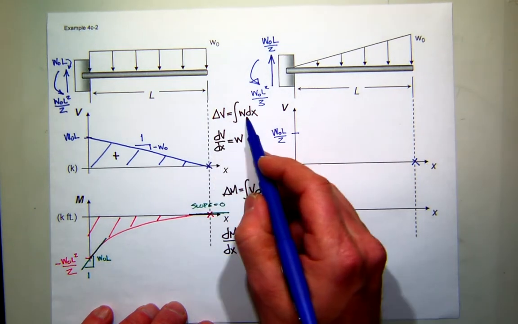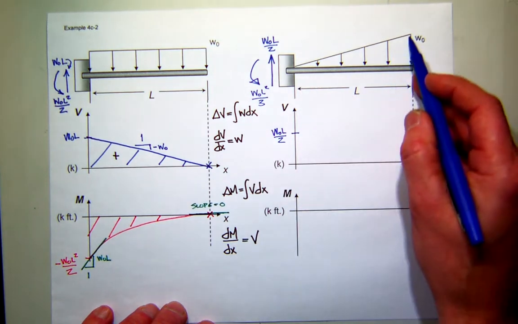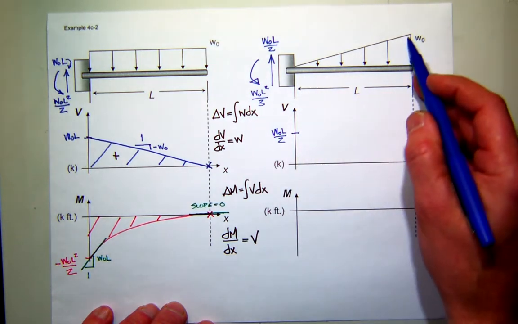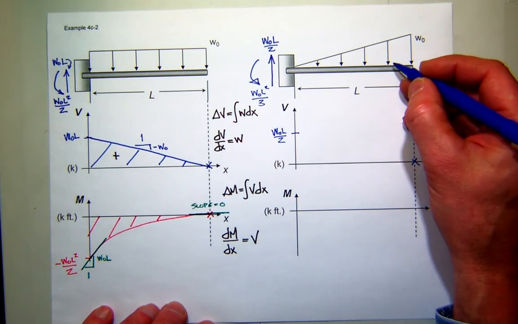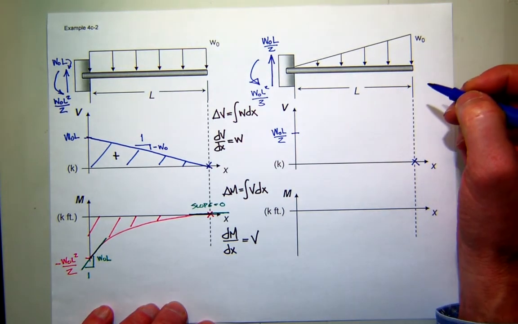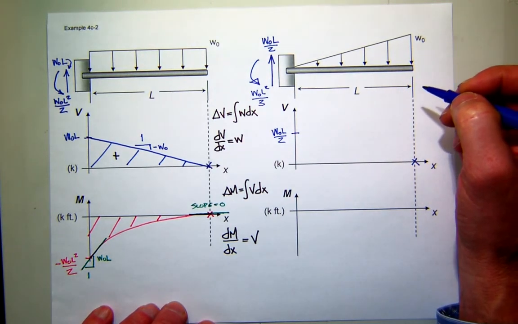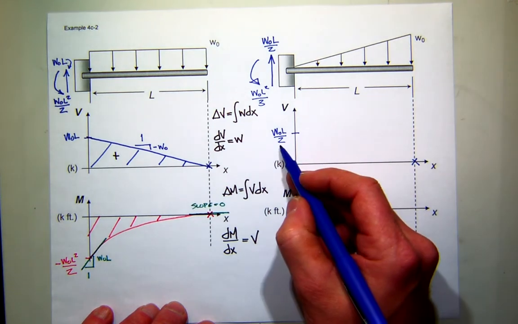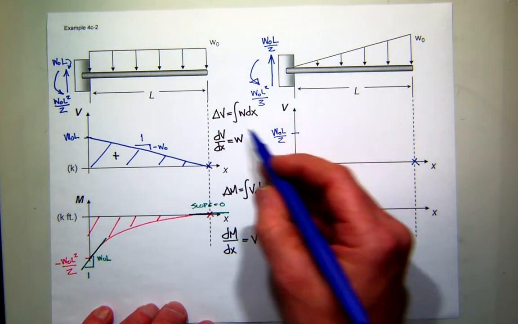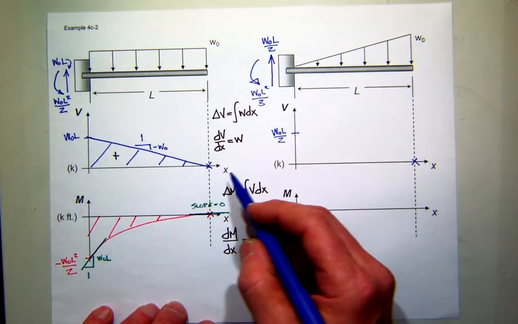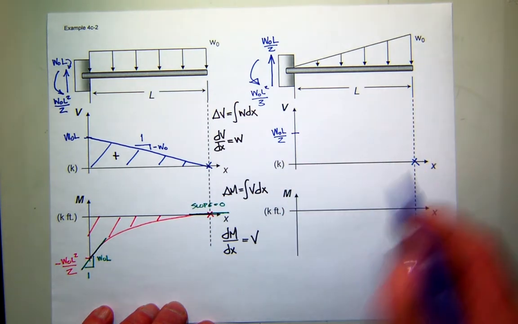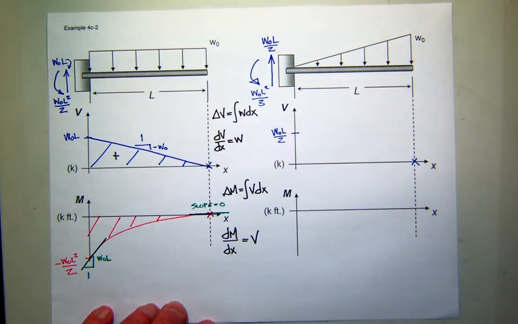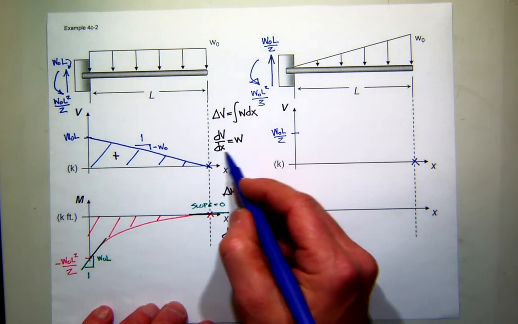Change in shear is the area under the load curve. What is the area under our loading? It's a triangular shape, so 1/2 base times height. Is that a negative load or a positive load? Negative. So if I start at positive W naught L over 2 and subtract the change, which is W naught L over 2, I get 0. So that works great. Now what's the shape?